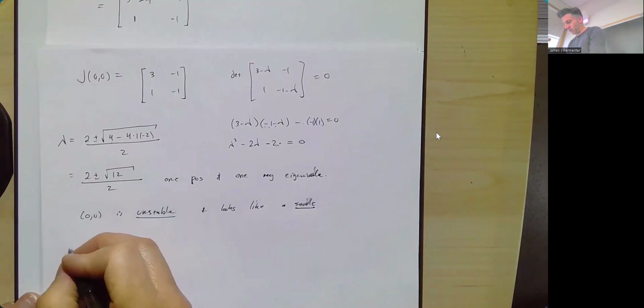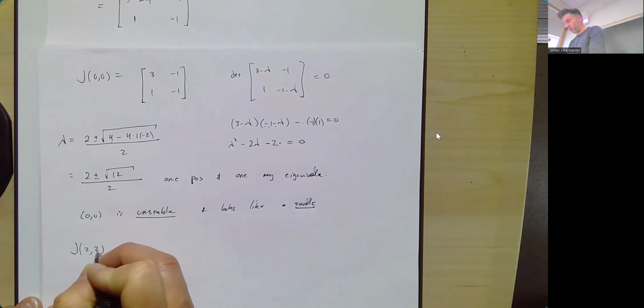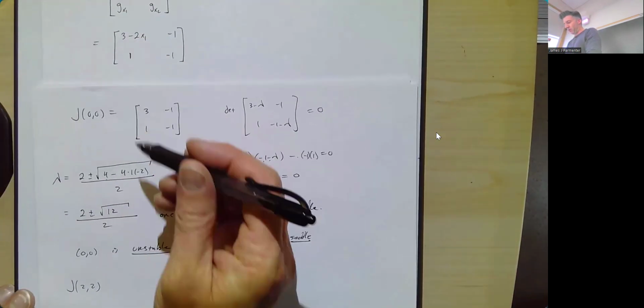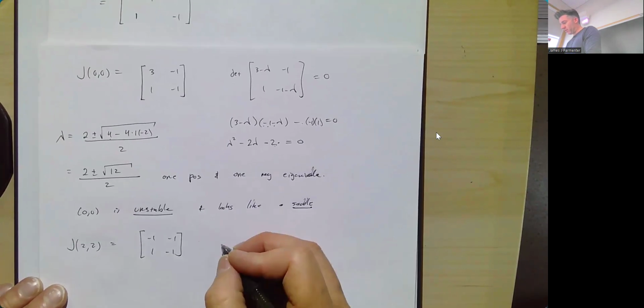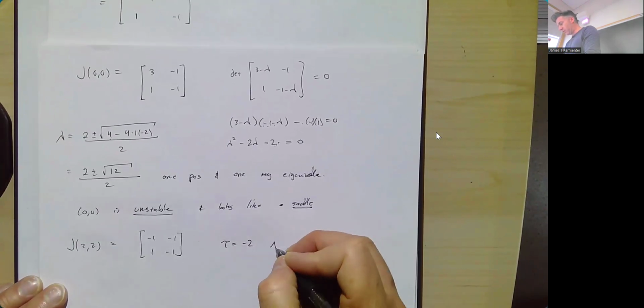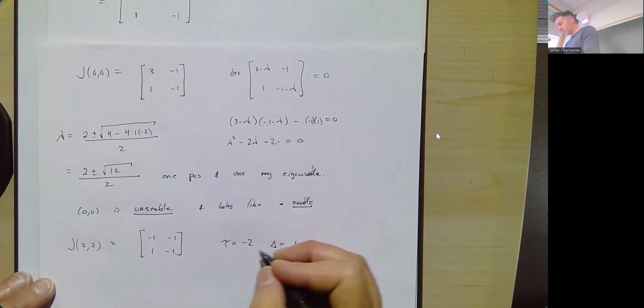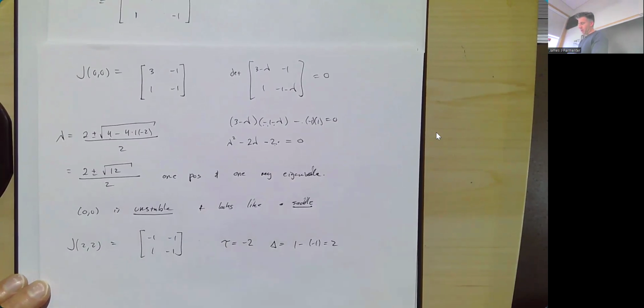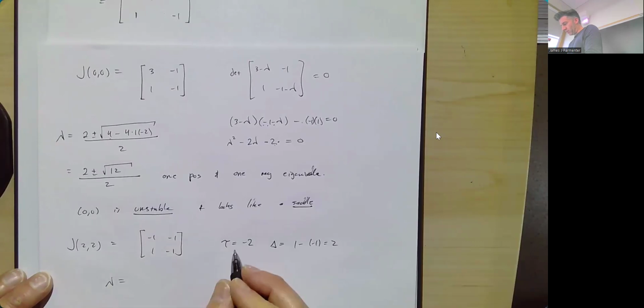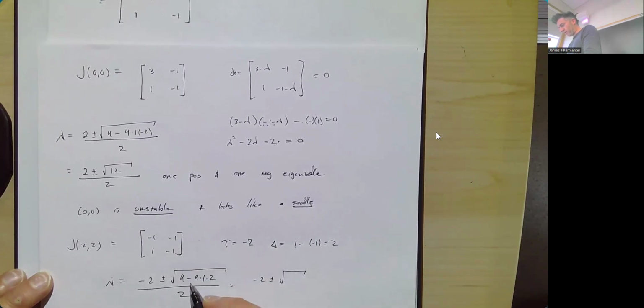I do want to show you the other one real quick, J of (2, 2). If I plug in 2 for x1, I'm just going to get 3 minus 4. So I'm going to get -1, -1, 1, -1. And then using the trace-determinant method, the trace is -1 plus -1, which is -2. The determinant is 1 minus -1, which is 2. I could never remember this thing for the life of me, so I'm just going to use the formula: the eigenvalues are the trace plus or minus the square root of trace squared minus 4 times 1 times 2, all over 2. That's -2 plus or minus the square root of 4 minus 8, which is -4, all over 2.